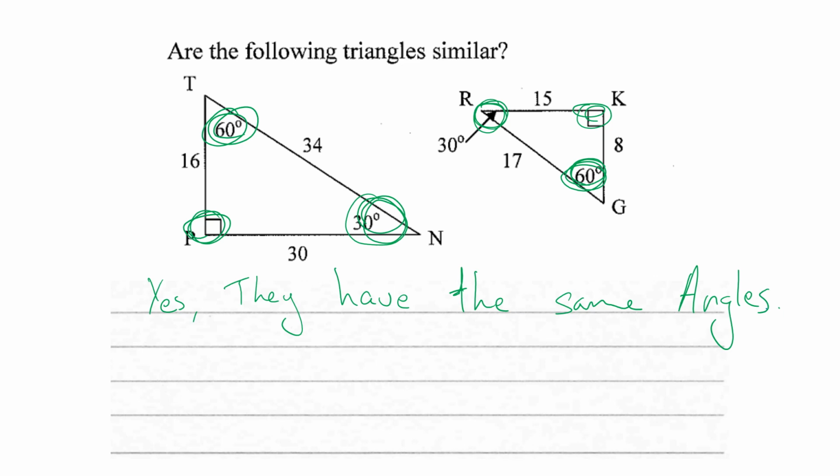Now we can see that very clearly the lengths of the lines are different, right? If I've got my hypotenuse and my hypotenuse, those are totally different numbers. But it doesn't matter because we know that all of the angles are the same. So that's perfectly fine.